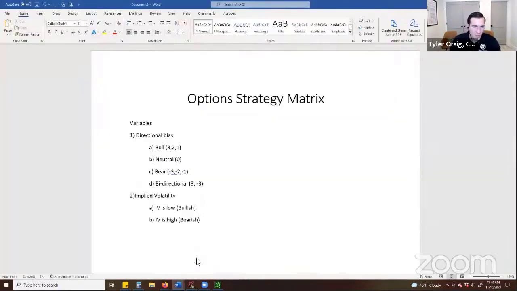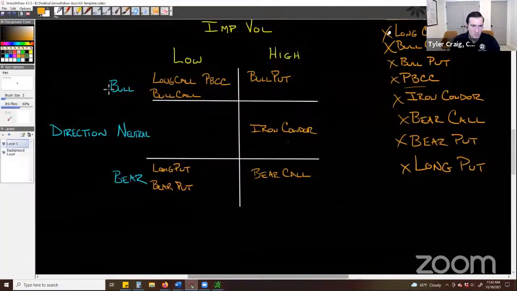Again, I said bull, you could have three different, aggressively bullish, moderately bullish, mildly bullish. Well, in the matrix I just drew, there was just one bull. What I try to do is I'll just put a number by each one. Like long call would be a 3. That's really bullish. Poor boy's covered call, that'd be more like a 1, mildly bullish. A bull call is more like a 2, moderately bullish.